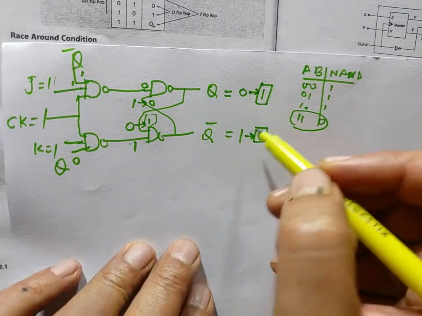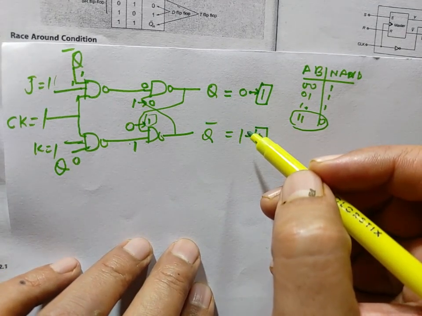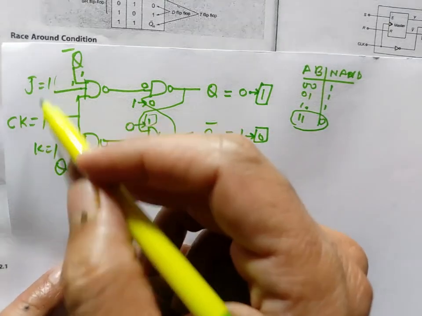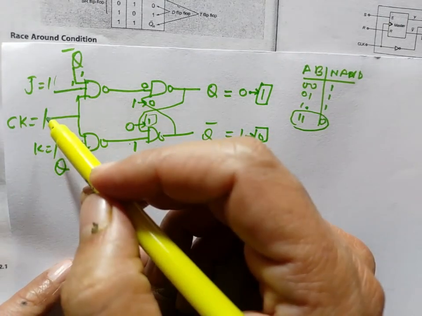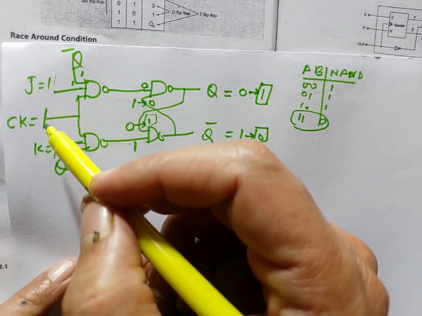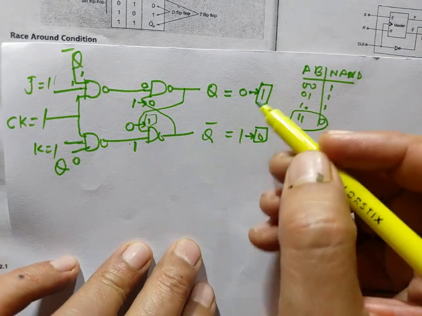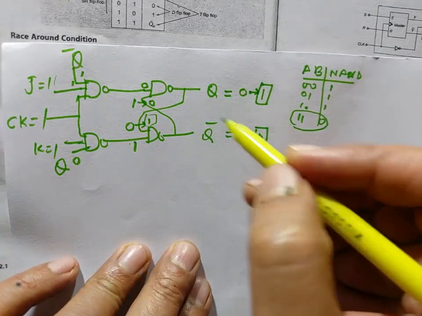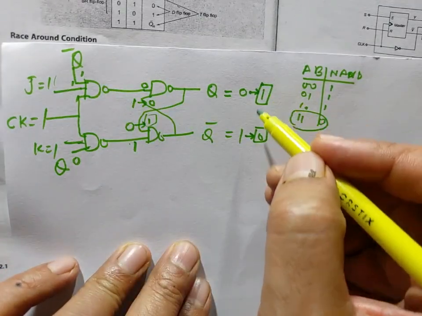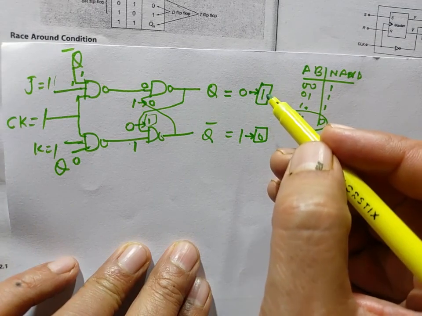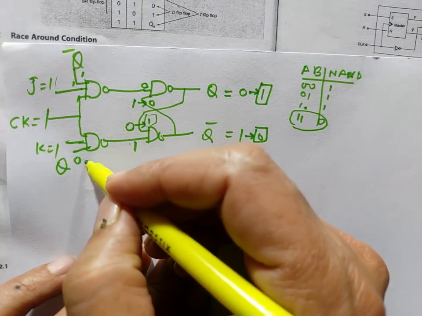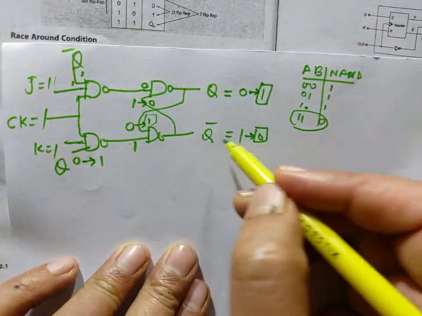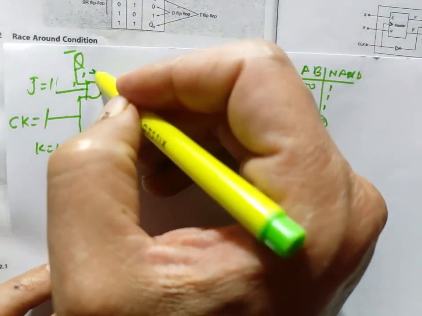But this holding that we saw in the RS flip-flop does not happen in the JK flip-flop when J and K are 1 and the clock pulse is 1. For the duration of the clock pulse, what will happen is we had 0 and 1 fed back here, but the 0 and 1 have settled here. Now 1 will be the changed state of Q and 0 will be the changed state of Q bar. So this will be 0.